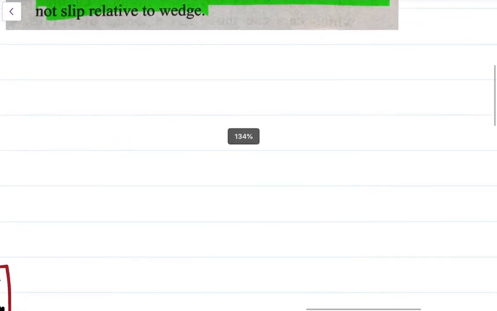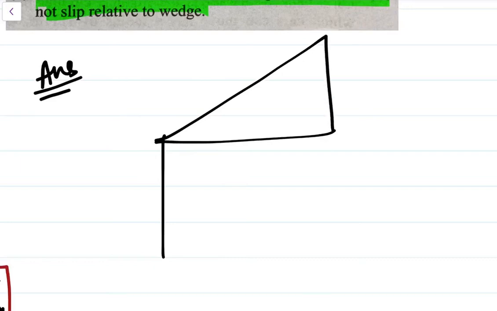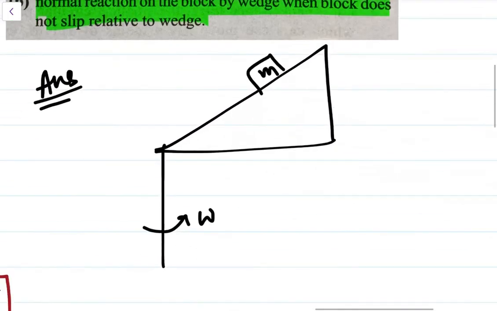Alright, it is a pretty clear question what we have to do. So let's first draw the FBD. Here it is spinning with angular speed omega, and here the block of mass m is kept and angle of incline is theta, and this length is also L.